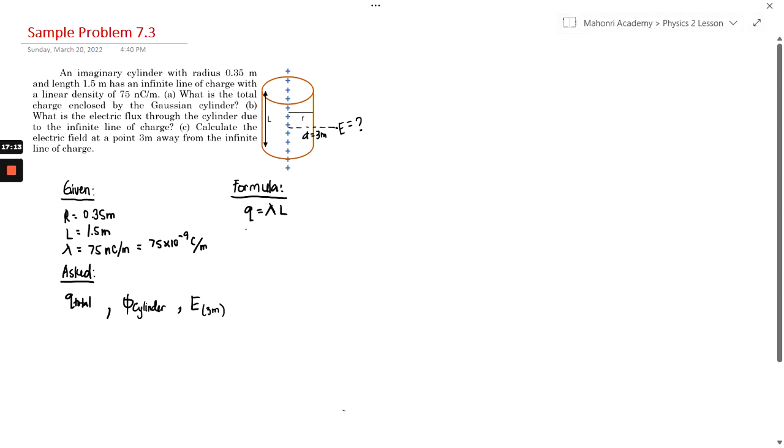And then the other equation that we have is for the electric flux. The electric flux is equal to Q total, or the total of all the line charges, divided by the permittivity of free space. And lastly, the electric field at a certain distance can be measured, if we are given the lambda, as lambda divided by 2 pi r epsilon naught. So let's write our solution.